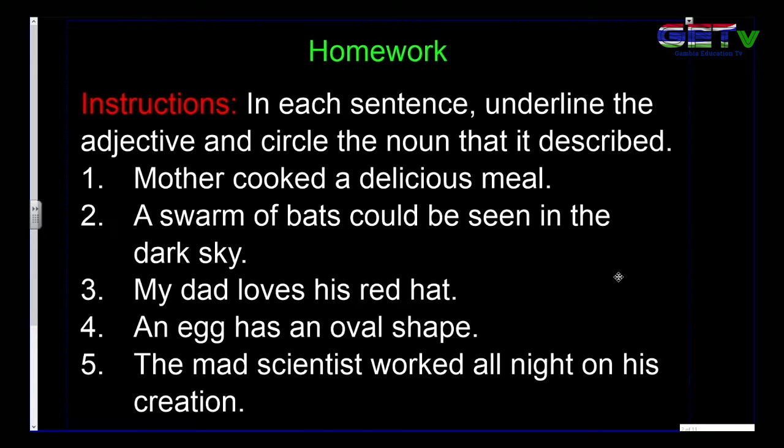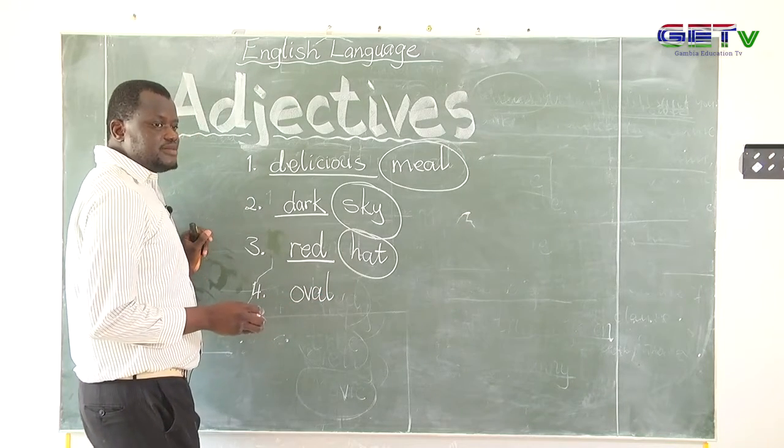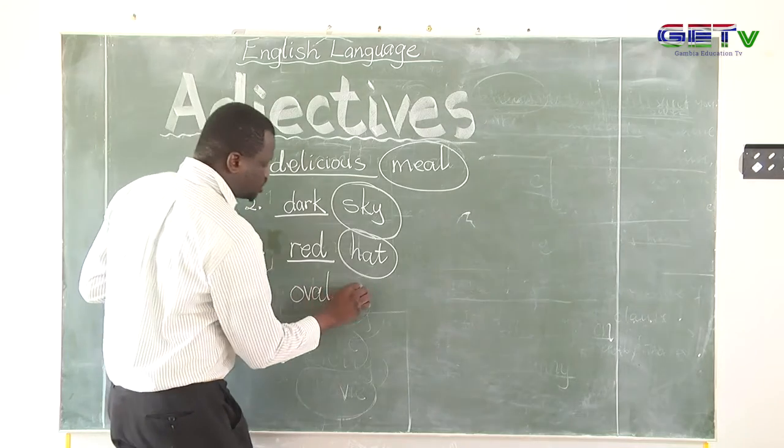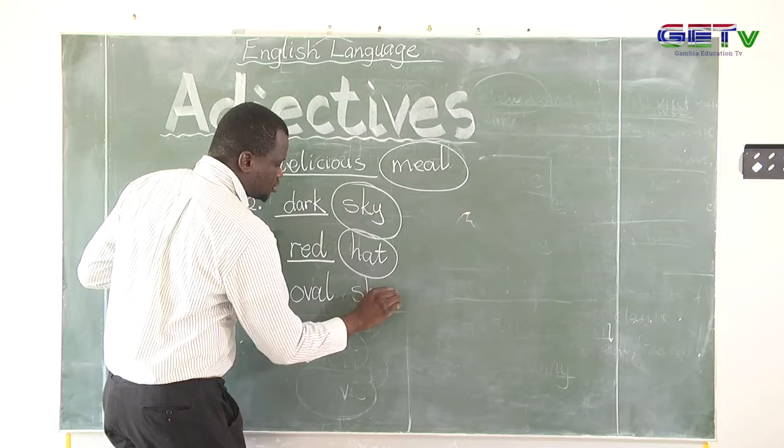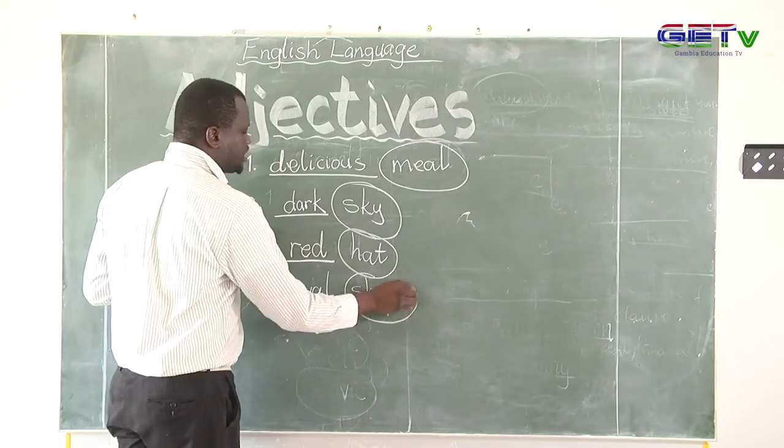Four: An egg has an oval shape. Here, remember, adjectives also tell us the shape of things. And here the shape is what? Oval. So the adjective is oval, and the noun it describes is what? The shape. So we underline oval and circle shape.